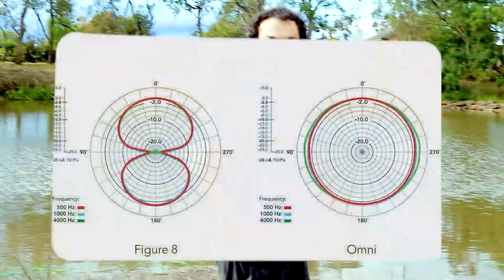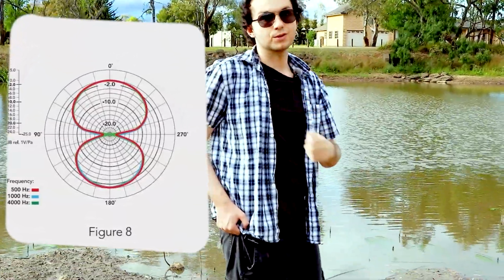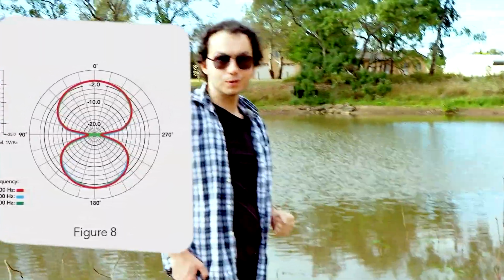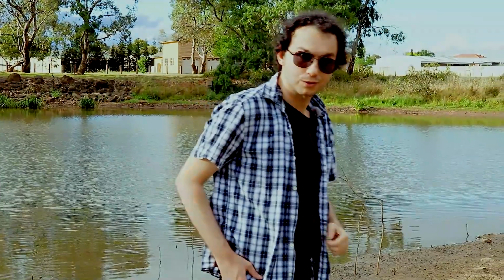Now, another common type of polar pattern is a figure 8. And a figure 8 will capture everything behind it and in front of it and reject everything from the sides. This is useful if you want to use it for a podcast. In case you only have one microphone, you can use that figure 8 polar pattern to capture the host and the guest and reject everything from the sides, which would help reduce background noise.